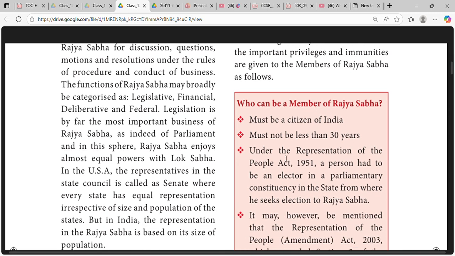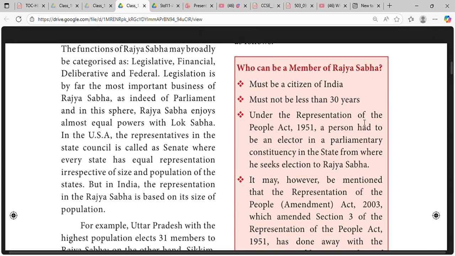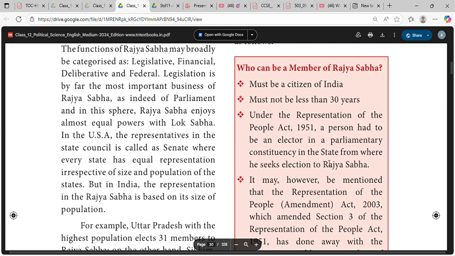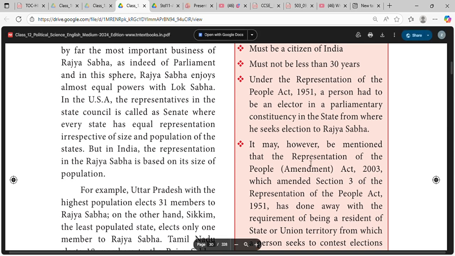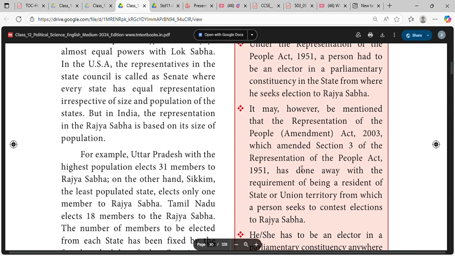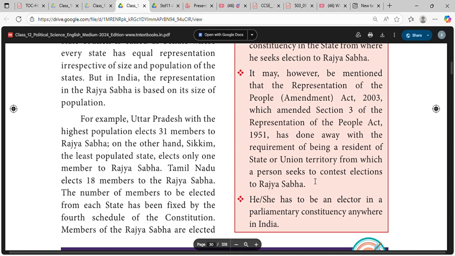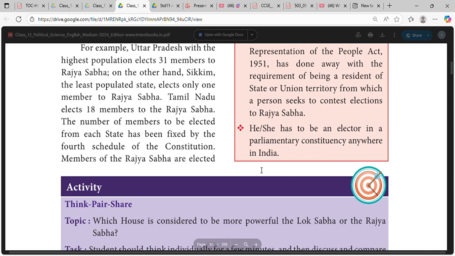Who can be a member of Rajya Sabha? Must be a citizen of India, must not be less than 30 years of age. Under the Representation of the People Act 1951, a person had to be an elector in a parliamentary constituency in the state from where he seeks election to Rajya Sabha. It may, however, be mentioned that the Representation of the People Amendment Act 2003, which amended Section 3 of the Representation of the People Act 1951, has done away with the requirement of being a resident of the state or union territory from which a person seeks to contest elections to Rajya Sabha. She has to be an elector in a parliamentary constituency anywhere in India.